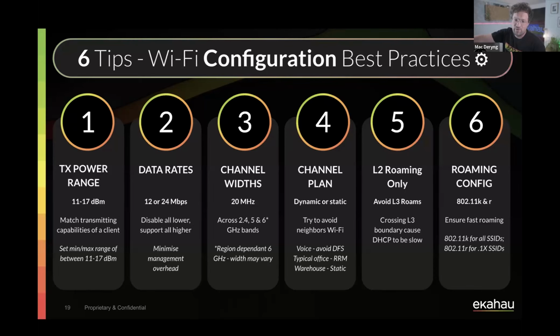Number 3, channel widths. If you're not sure, then use 20 megahertz on any frequency band, okay? If you know what you're doing, and if you can prove, and if you understand that you can go wider than 20 without creating channel contention overlapping on the same channel between your APs and your neighbor APs, then by all means go for it.